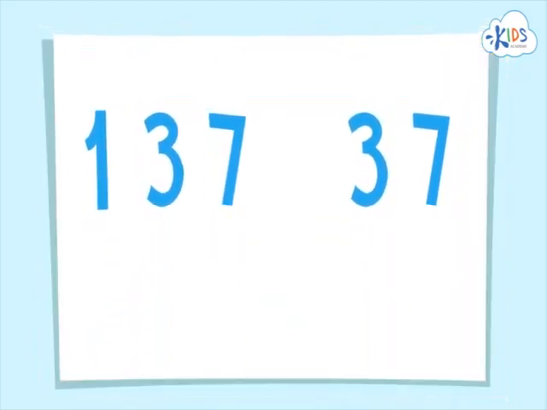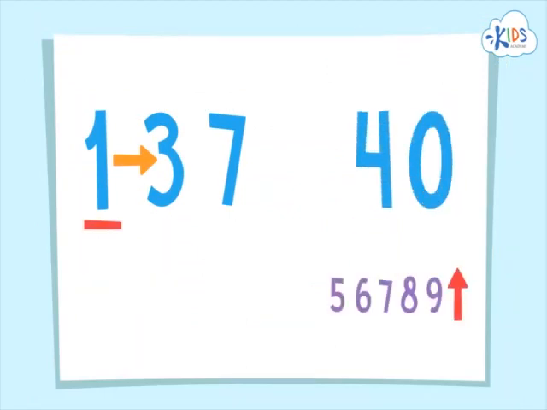Remember to look at the place to the right of the place you want to round to. And if you see a 5 or higher, round up. And if you see a 4 or lower, round down.